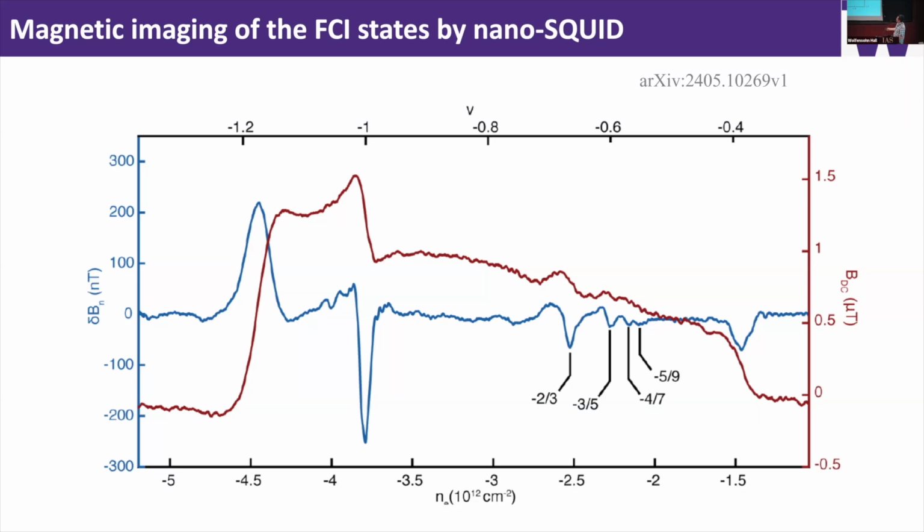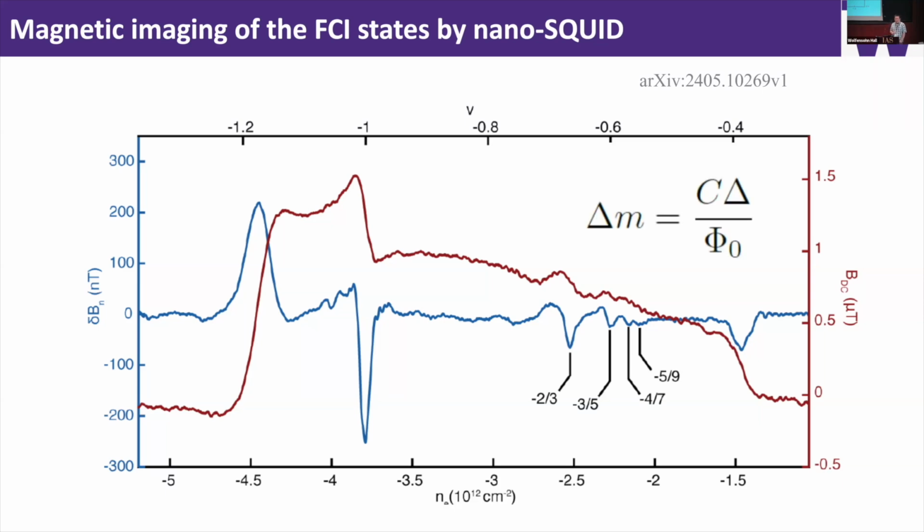A simple way to think about it is that the blue curve they got here is from AC measurements, which is a derivative of this red curve. The nice thing about these AC measurements is that you get higher resolution. Then you see multiple states appear. For example, at filling factor -1, you see a state. They also see multiple fractional states, -2/3, -3/5, -4/7, and -5/9, for example. So there are multiple states appearing in these measurements.